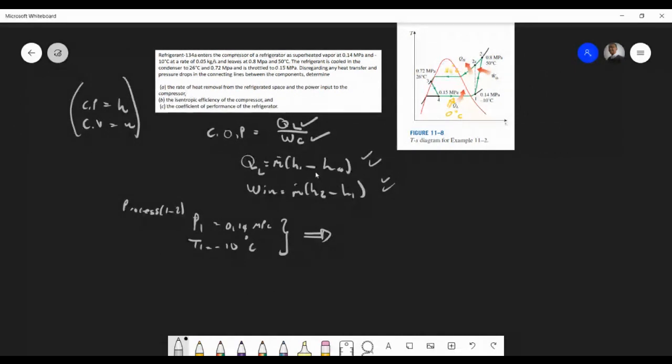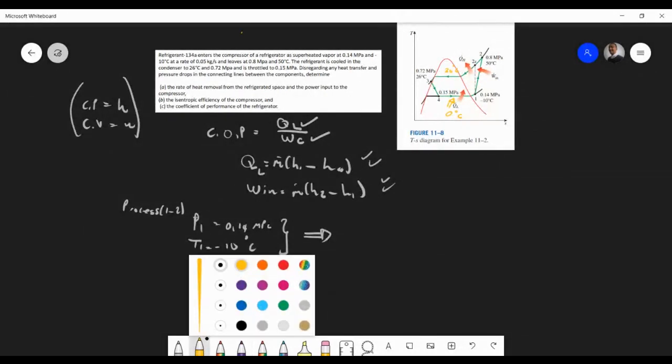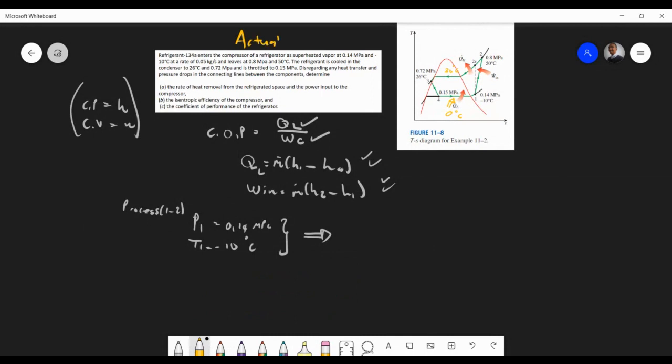So remember, this is an actual cycle. How do you know it's an actual cycle? Because you've got superheat on entry. That's how you're going to know. If it is on the saturation line, it'll be an ideal cycle. So this is how you'd know.